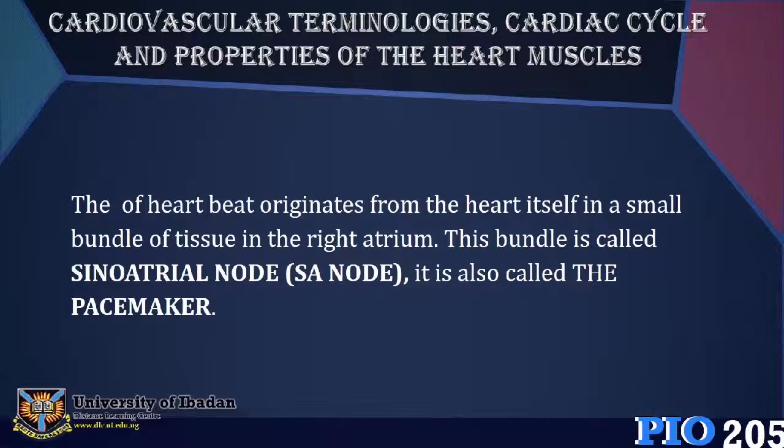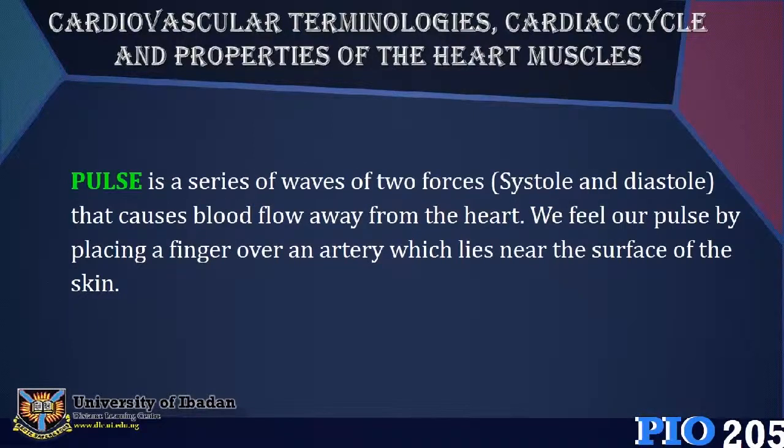The heartbeat originates from the heart itself in a small bundle of tissue in the right atrium. This bundle is called sinoatrial node, SA node. It is also called the pacemaker. Pulse is a series of waves of two forces, systole and diastole, that causes blood flow away from the heart. We feel our pulse by placing a finger over an artery which lies near the surface of the skin.